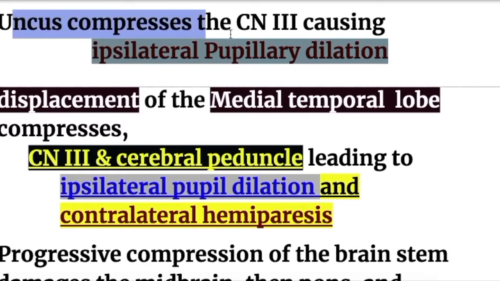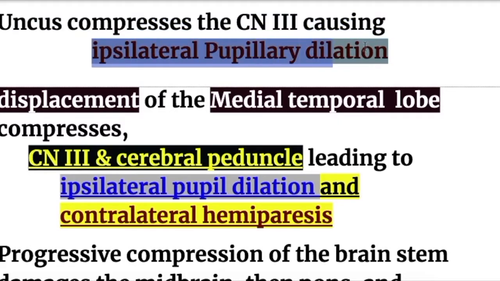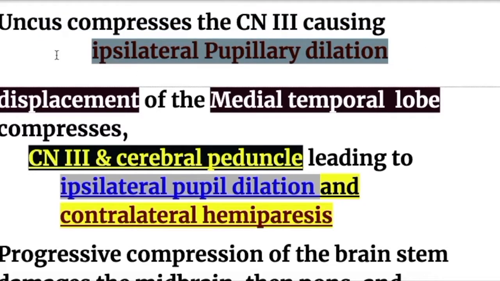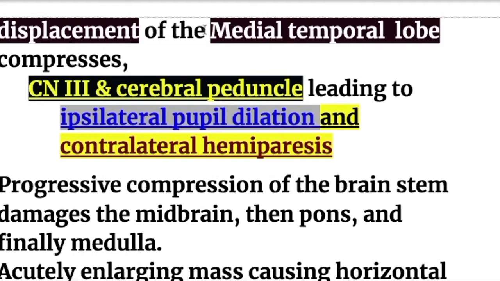Now, the uncus compresses the oculomotor nerve, but it causes ipsilateral pupillary dilation, not bilateral. A lesion of the midbrain causes bilateral pupillary dilatation, as we learned earlier. But a lesion of the uncus, or pressure on the uncus, causes ipsilateral pupillary dilatation because it affects the unilateral oculomotor nerve. Now, displacement of the medial temporal lobe compresses the oculomotor nerve and cerebral peduncles.